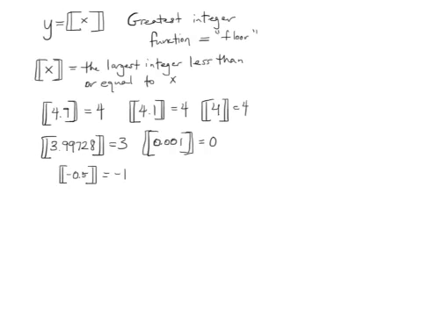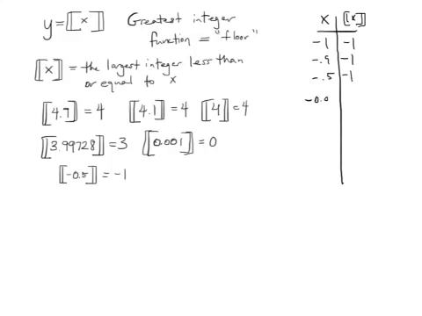Let's think about graphing this. For that, we can make a table of values. So when x is, for example, negative 1, the greatest integer function of x will be negative 1. And then negative 0.9 will still be negative 1. Negative 0.5, ditto. In fact, it will stay negative 1 all the way until we hit 0, at which point it becomes 0. And then 1 is 1.